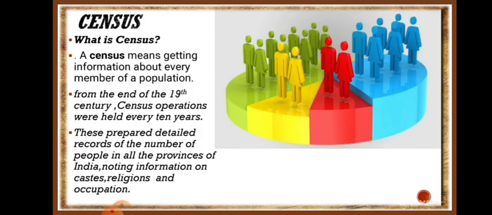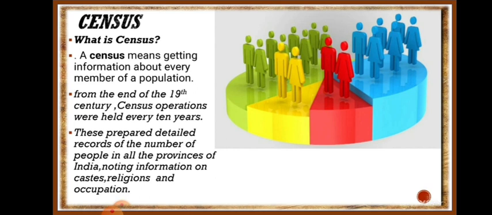Now, what is census? That is more important for us. All of us know that a census means getting information about every member of a population. Census means the counting of every aspect of the population. How many literates are there, how many females, how many males, how many young, how many old. What is the mortality rate, what is the infant mortality rate, what is the birth rate. All those things are recorded under the census. So basically census is the counting of the population in every aspect.